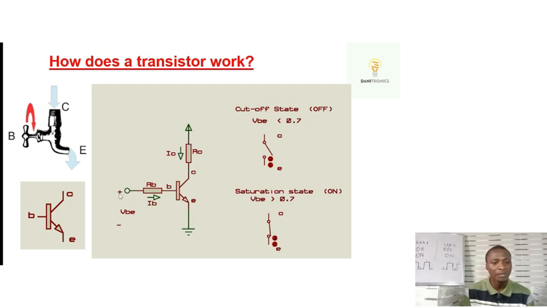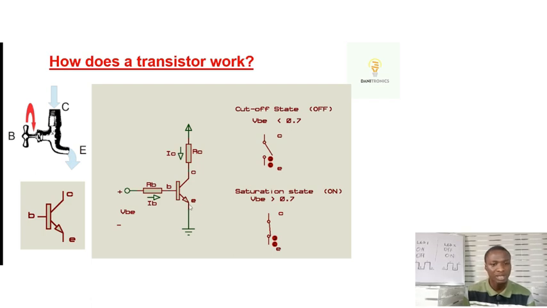You must apply a voltage between the base and the emitter. That voltage is called VBE. I've said before that for current to flow, there must be a potential difference. There must be a reference point. So this is the voltage at the base, referenced to the emitter.